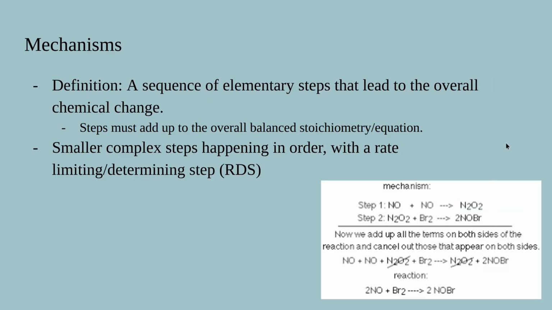Next, we look at mechanisms. A complex reaction is almost never a single event. Instead, it happens through a mechanism, which is a sequence of smaller elementary steps. A mechanism is only considered valid if the total of these individual steps added together aligns exactly with the overall balanced chemical equation, meaning that the stoichiometry is preserved throughout the process.